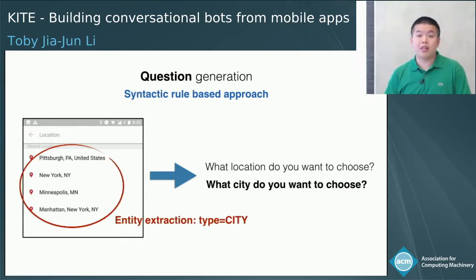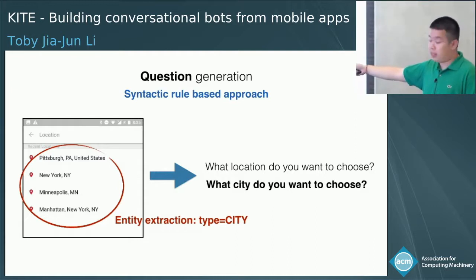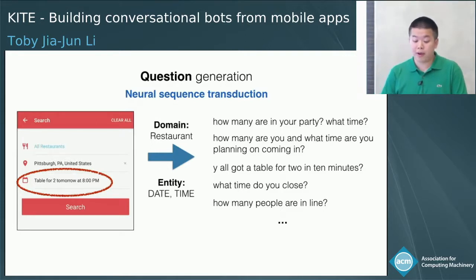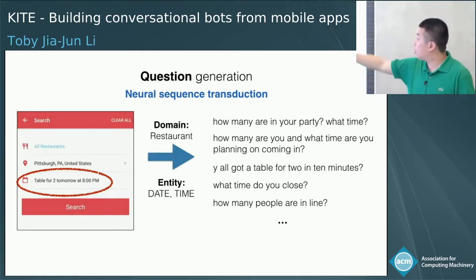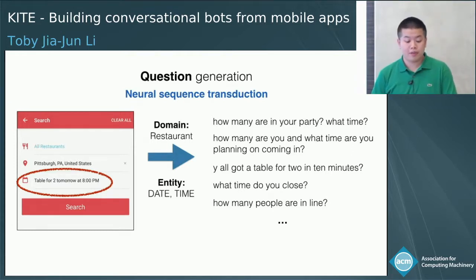Similarly, for those with semantically meaningful entity extraction results, we first identify the entity type and generate a question using simple syntactic rules. For slots with no meaningful label, no entity extraction results, or multiple entities, and for generating more natural sounding questions, we use a neural network-based sequence-to-sequence model. The inputs of the model are the slot values, the task domain, and the extracted entities from the slot values.